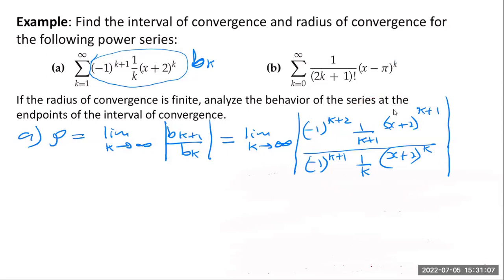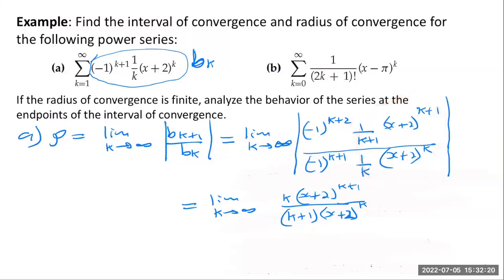Now we need to simplify this. Since we are taking the absolute value, you can just omit these powers of minus 1. It doesn't matter what power we have here, because this thing is going to be either minus 1 or plus 1, and since we are taking the absolute value, it doesn't have an effect. So this is going to be equal to the limit as k approaches infinity. I'm going to do the reciprocal rule here. If you simplify this part, you get k times (x+2)^(k+1) divided by (k+1) times (x+2)^k. Notice that this k comes all the way to the top when you do the reciprocal rule.